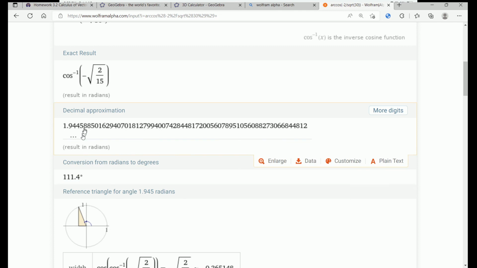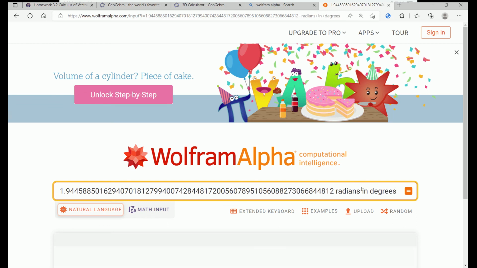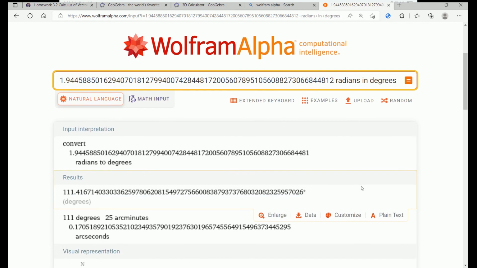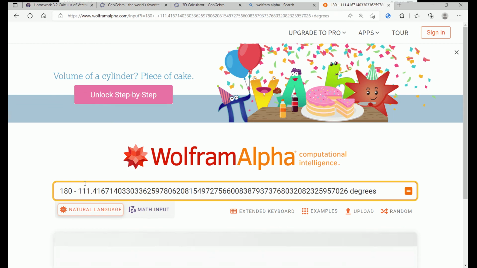But maybe I'll click on that and I'll say radians in. I just want more decimal points. I don't know how many we need. So 114 there. And we should be able to subtract, actually, because remember, this is the wrong answer because it's over 90. So we actually need 180 minus this.